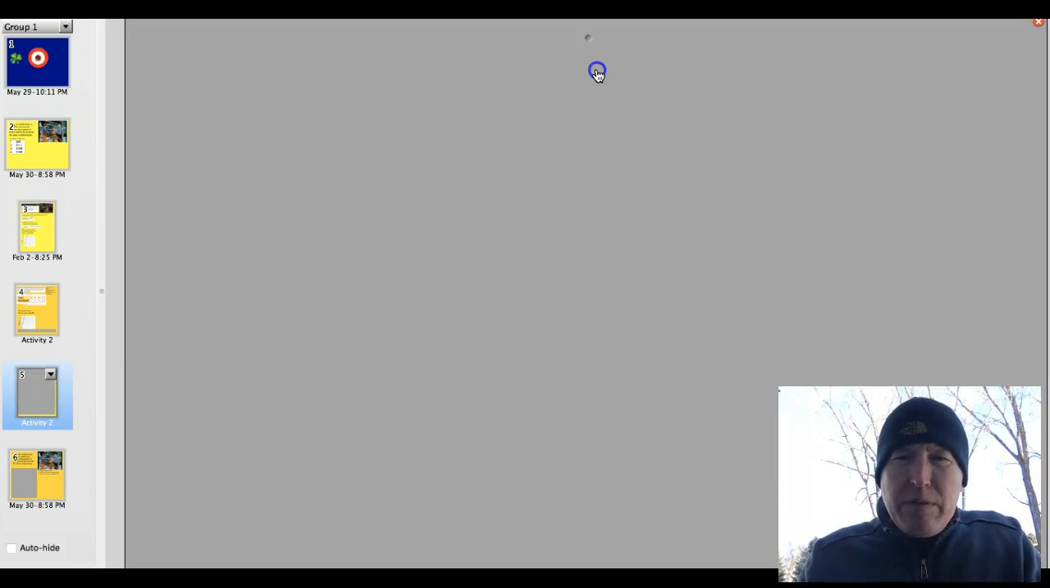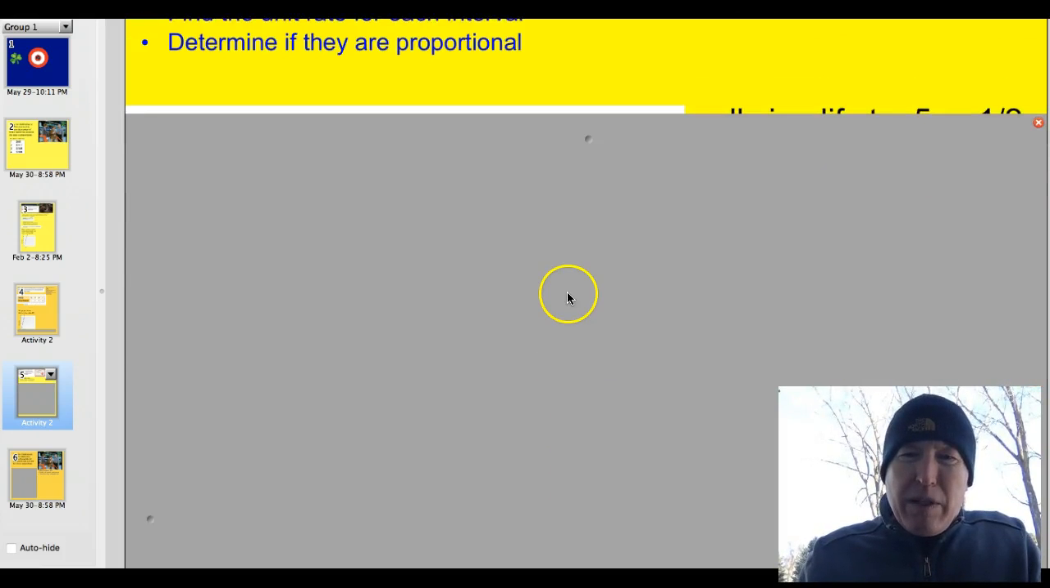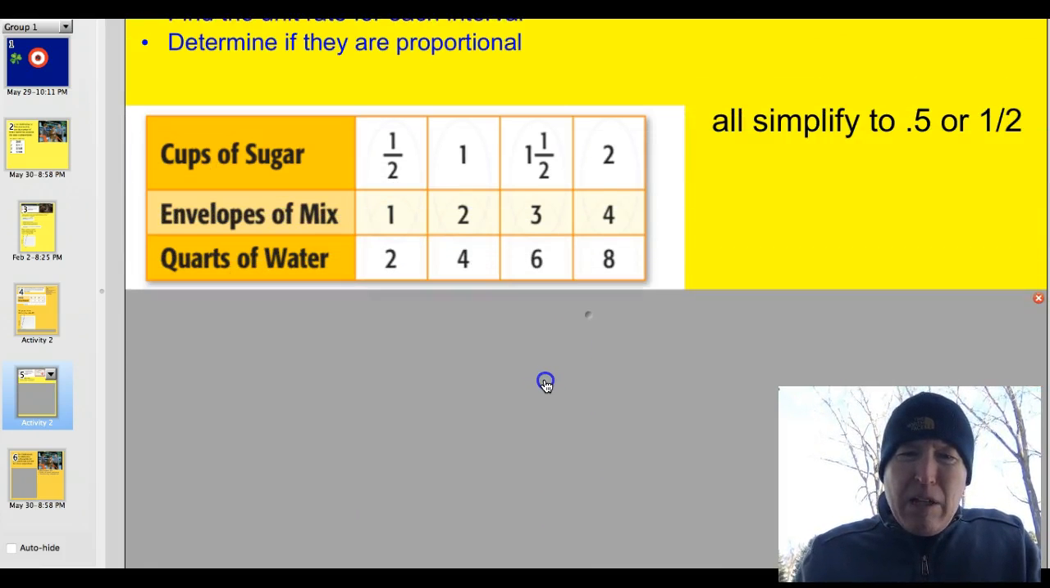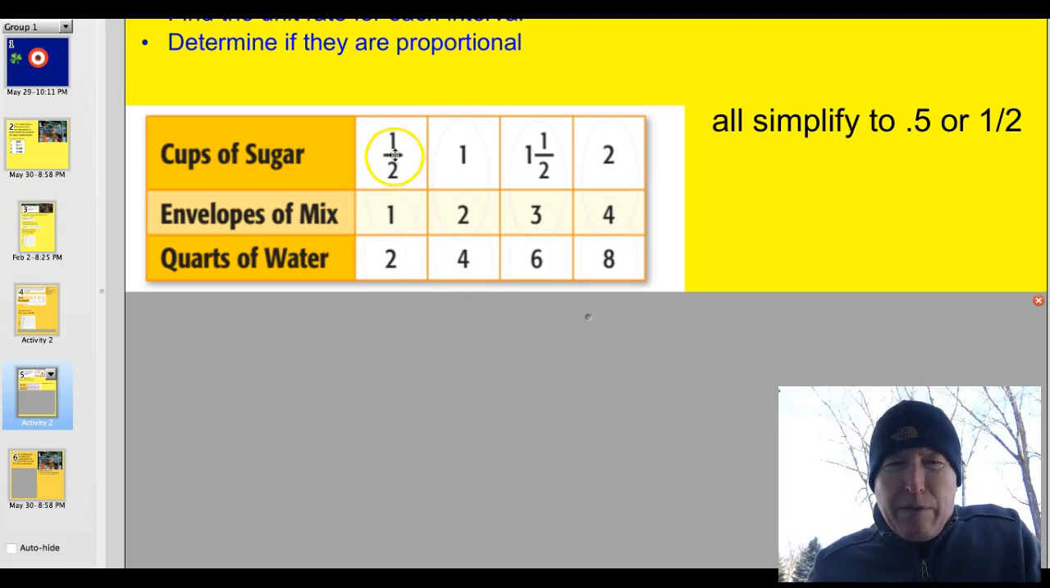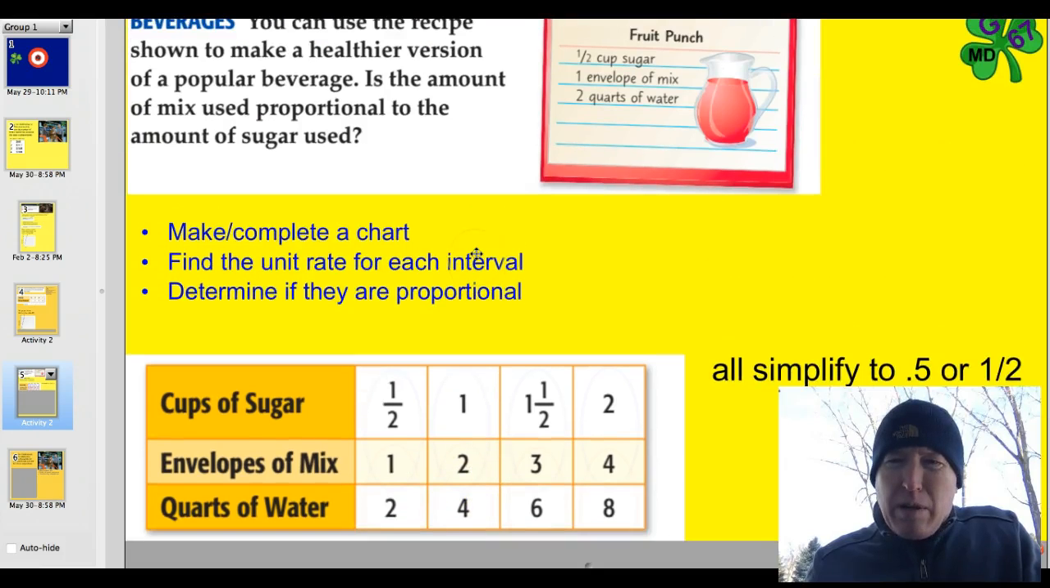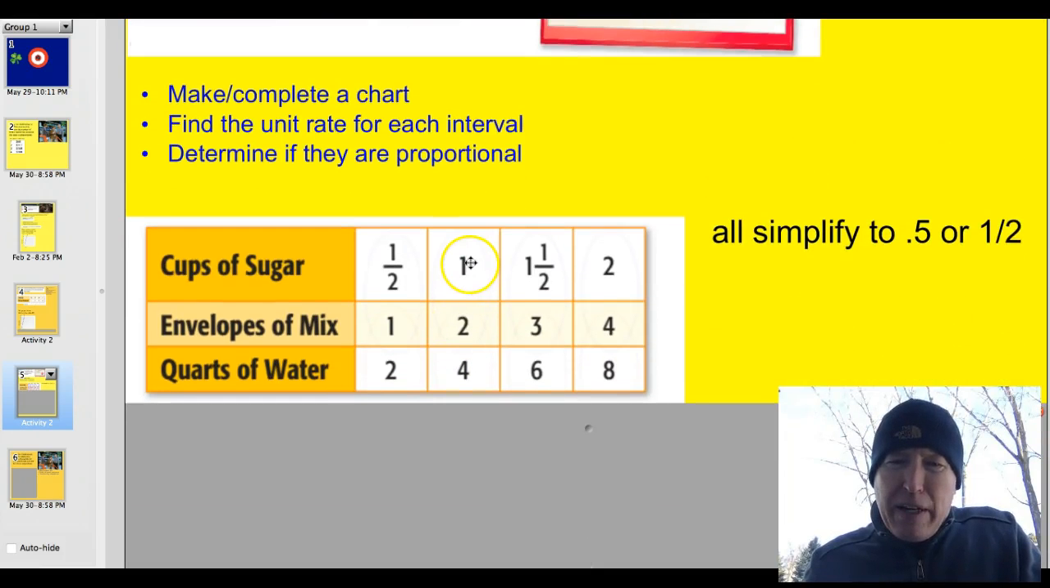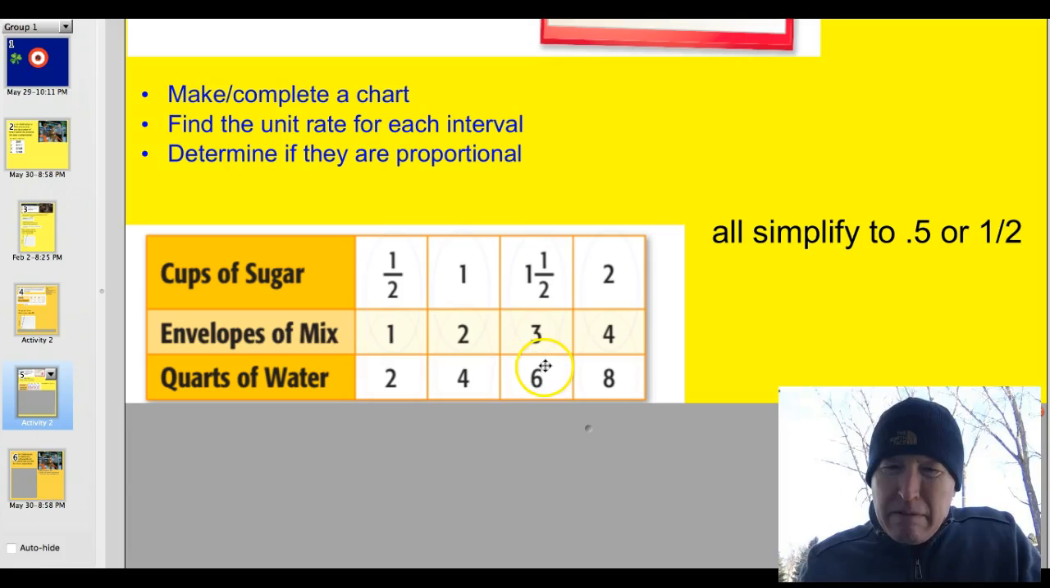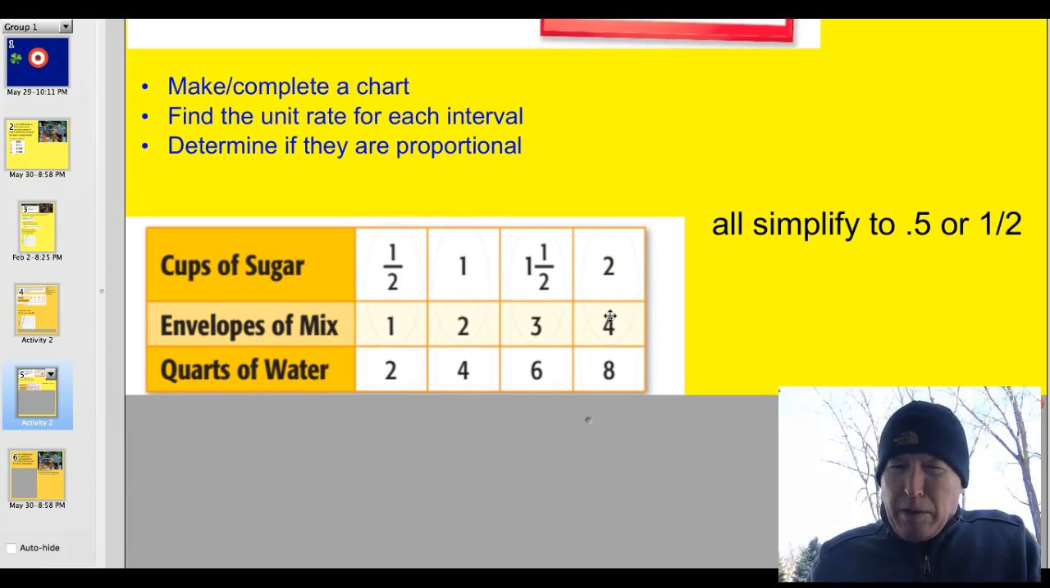All right, well, let's make a chart. Let's do that first. Again, my fingers aren't working too well here in the cold. So I made this chart here. So for half a cup of sugar, I'd need 1 envelope of mix and 2 quarts of water, right? Yep. Okay, so if I did 1 cup of sugar or two packets of mix, I'd need a cup of sugar and 4 quarts of water. If I triple the recipe, I'd need 3 envelopes, a cup and a half, 6 quarts of water. And if I quadrupled it, it'd be 4 packs of mix, 2 cups of sugar, and 8 quarts of water.